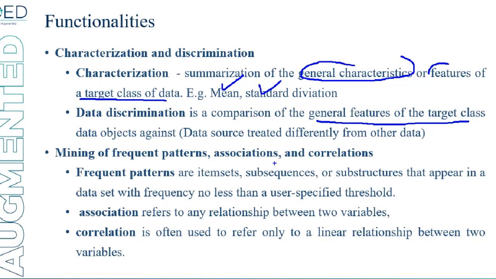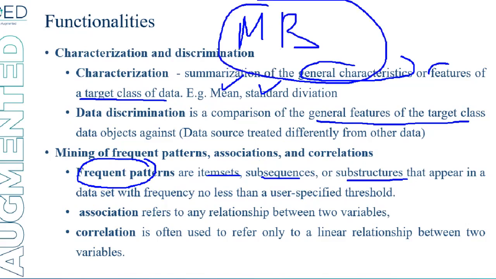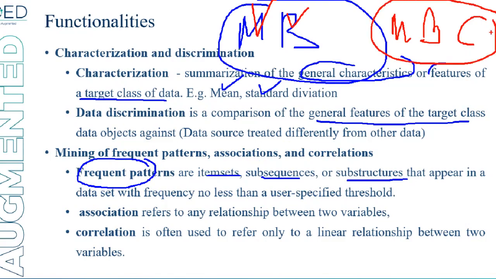Mining of frequent patterns, associations, and correlations. So what are frequent patterns? Frequent patterns are items, subsequences, or substructures that appear in a data set with a frequency no less than a user-specified threshold. For example, a frequent pattern means items that are sold together, like milk and bread. Customers who buy milk also buy bread. This is known as a frequent pattern. Customers buying milk and bread may also buy coffee powder. The user may set a threshold, for example, a minimum of 3 appearances in 10 transactions. This is known as a frequent pattern threshold.